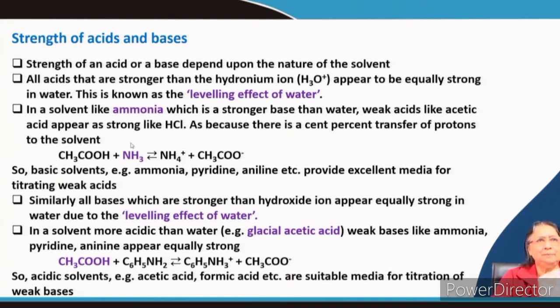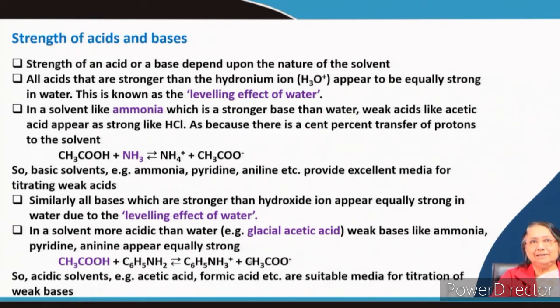And, for example, if you take ammonia, acetic acid will be acting as a strong acid. Not only ammonia, pyridine and aniline, they are also organic bases, and acetic acid will be acting as a strong acid in them. Similarly, all bases which are stronger than the hydroxide ion appear equally strong in water due to the leveling effect. This is just the opposite, the leveling effect of water.